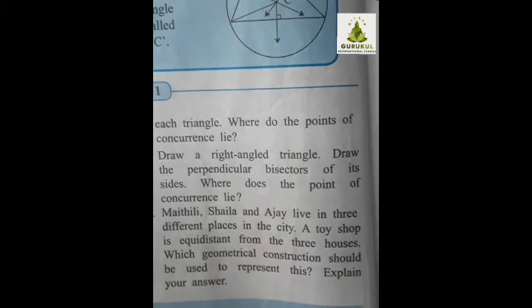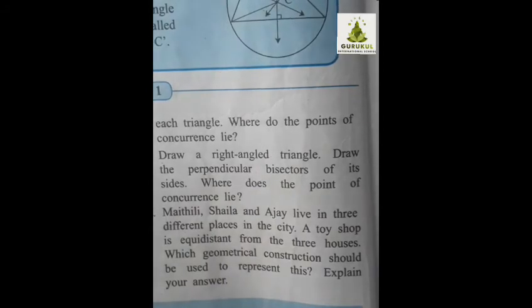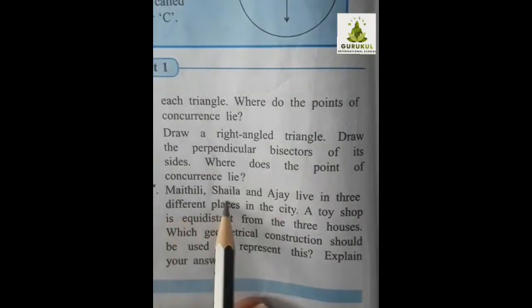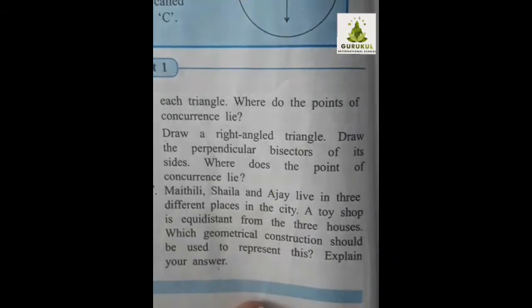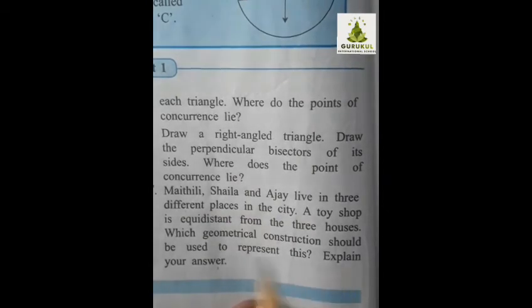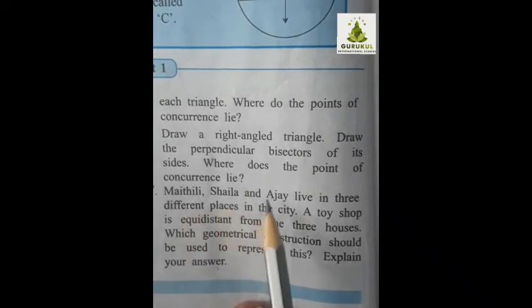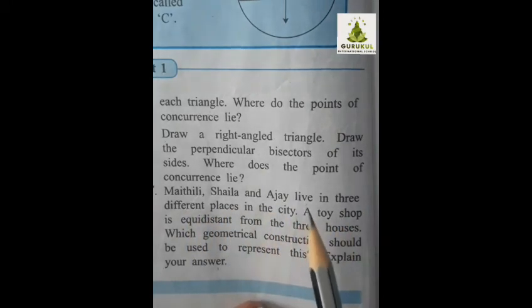The first doubt asked to me was from practice set 1, 5th question, that is, Maithili, Shaila and Ajay live in 3 different places in the city. A toy shop is equidistant from 3 houses. Which geometrical construction should be used to represent this? Explain your answer. Now, in this sum, as you know, they have given 3 children's names, Maithili, Shaila and Ajay.